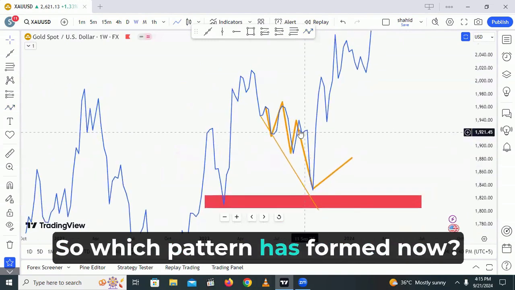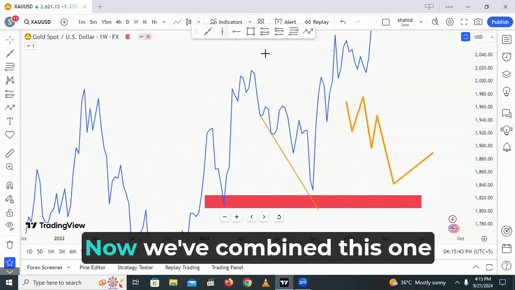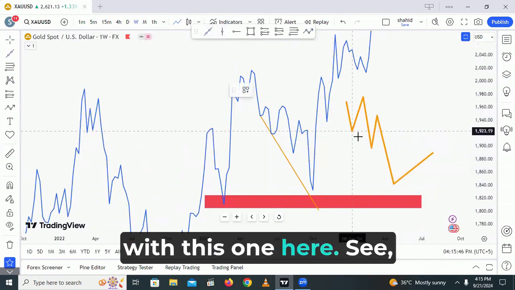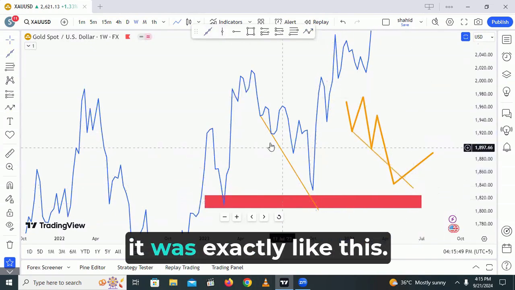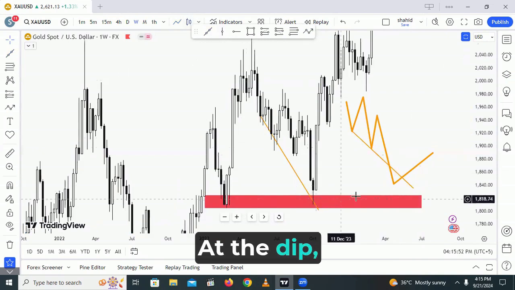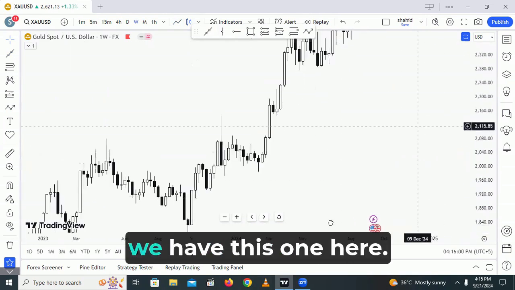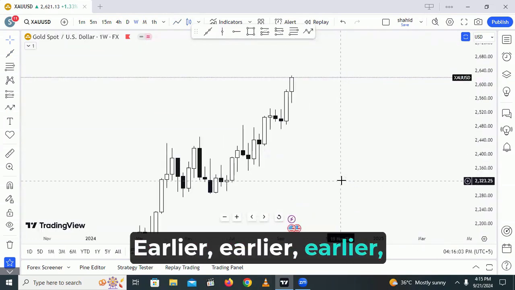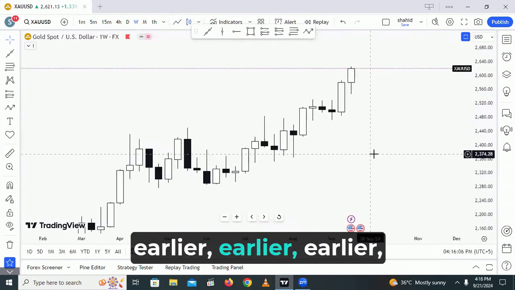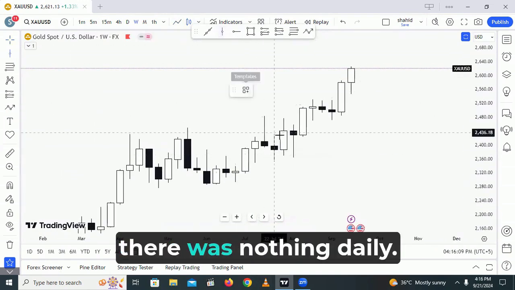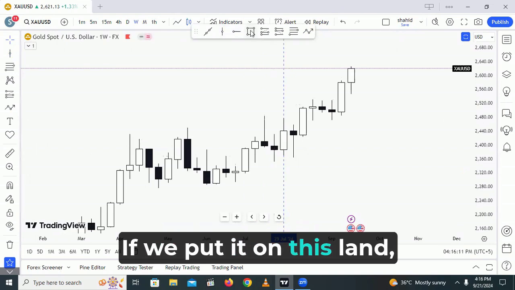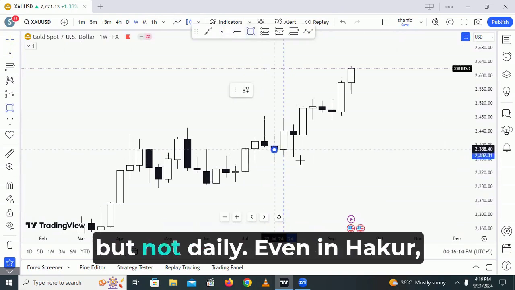So which pattern has formed now? This one has formed. Now we've combined this one with this one here. See, when we combined it, it was exactly like this. At the dip, we have the market here. If we look, we have this one here. Earlier, there was nothing daily. So if we put it on this one, we have confirmation here, but not daily.